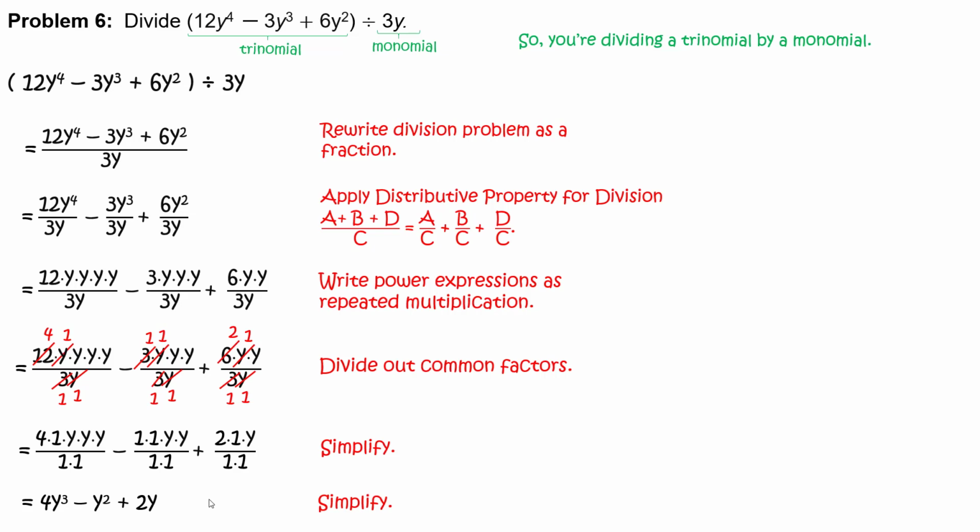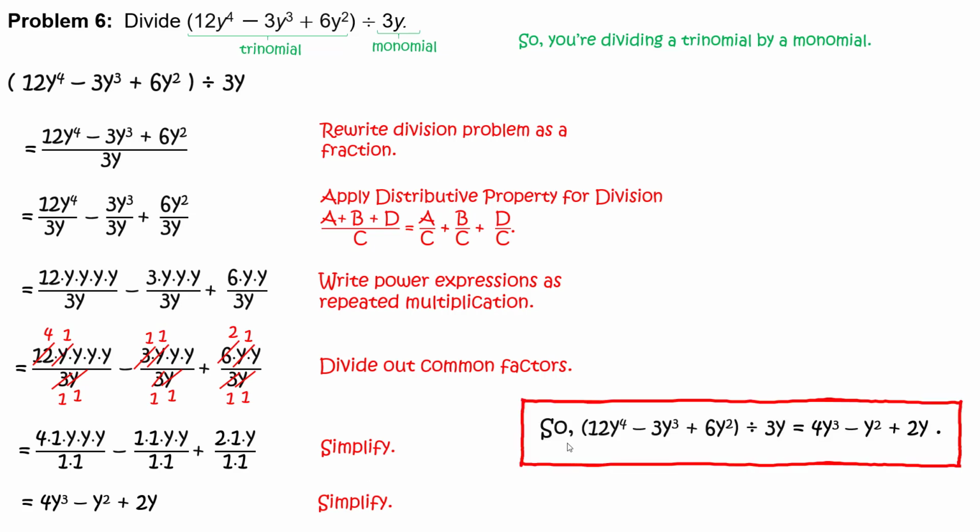This is it. You divided 3 terms by 1 term, and the result is 3 terms. Kind of like if you divide a 3-digit number by a 1-digit number, sometimes the result is a 3-digit number, right? Not always, but that's expected. All right, so let's state our result: 12y to the 4th minus 3y cubed plus 6y squared divided by 3y equals 4y cubed minus y squared plus 2y. That's it. Just dividing these things, all right?